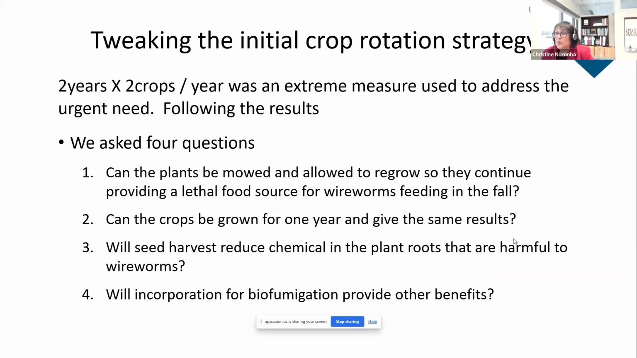So once we knew that, we told our growers, this is what you can use if you want to go right now. This is what you could use. But we are also looking at other aspects. So we asked 4 questions.